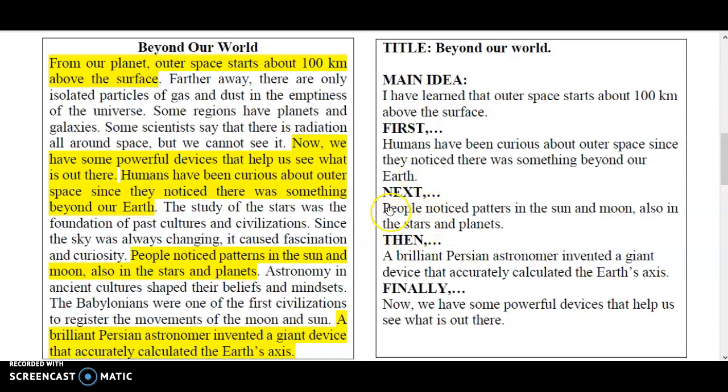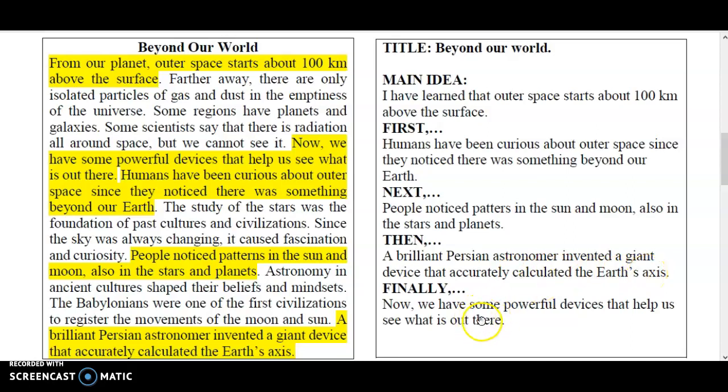So what is the next one? This one. People notice patterns in the sun and moon, also in the stars and planets. Okay, what is the next one? The number 3. This one, a brilliant Persian astronomer invented a giant device that accurately calculated the Earth's axis.